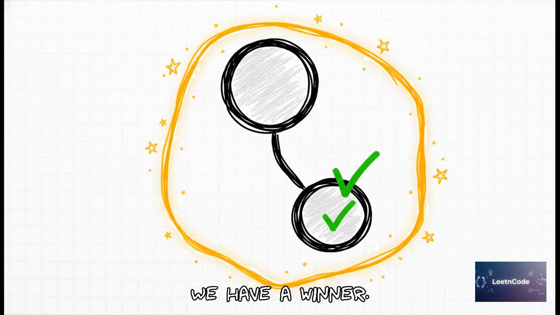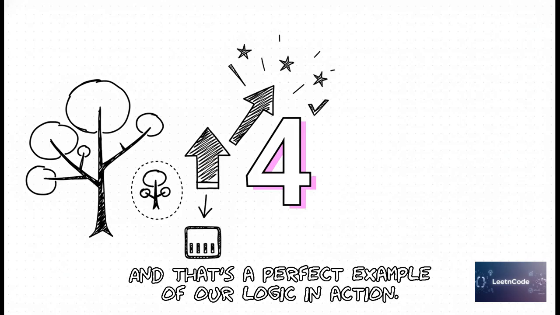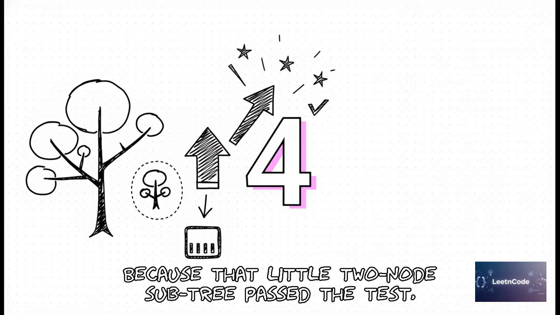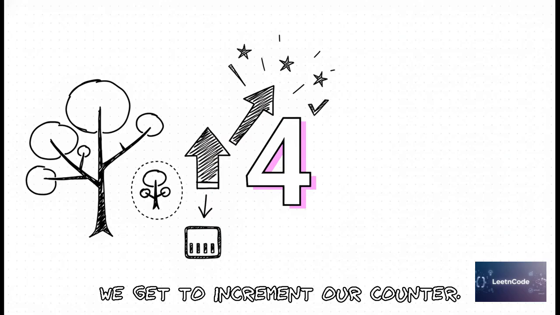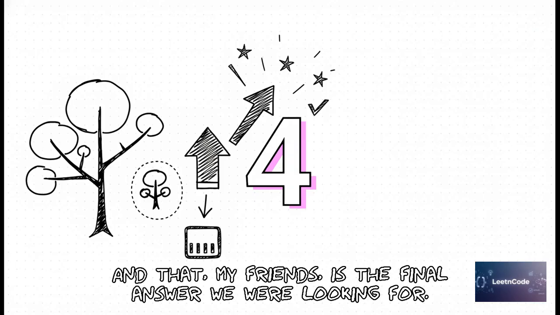We have a winner. This whole little section is a Univalue subtree. And that's a perfect example of our logic in action. Because that little 2-node subtree passed the test, we get to increment our counter. So we add 1 more, and what do you know? We're at 4. And that, my friends, is the final answer we were looking for.